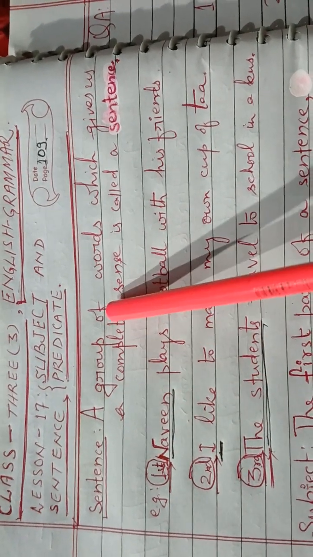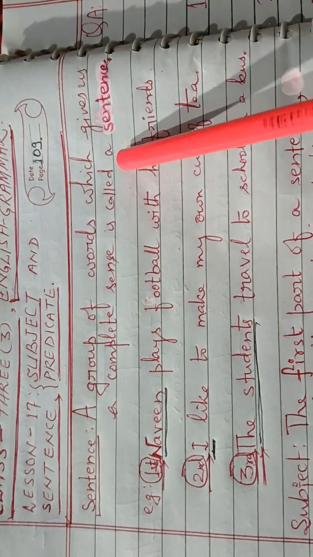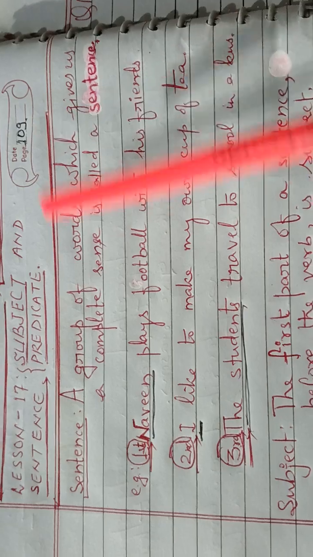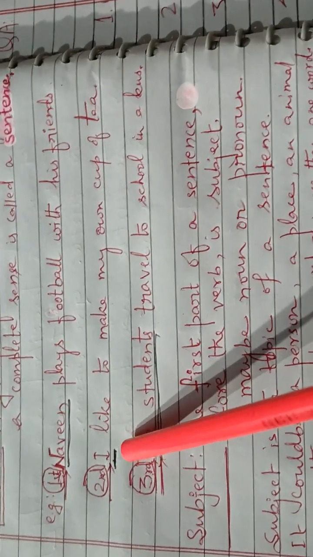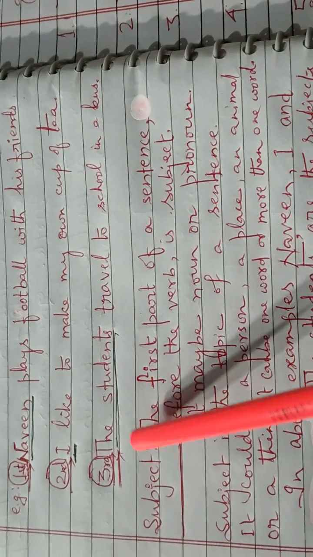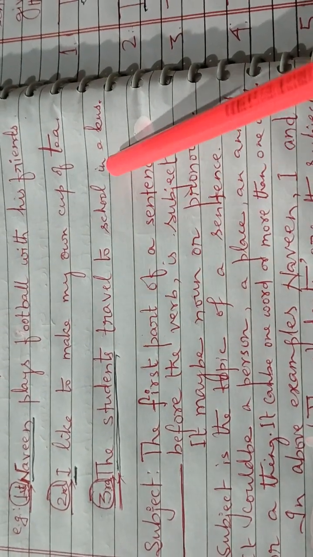Sentence. A group of words which gives us a complete sense is called a sentence. As for example, first, Naveen plays football with his friends. Example second, I like to make my own cup of tea. Example third, the students travel to school in a bus.